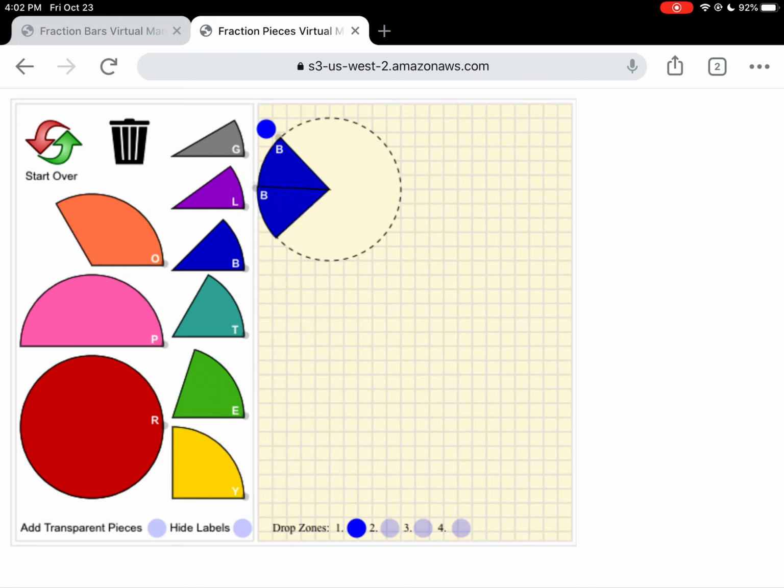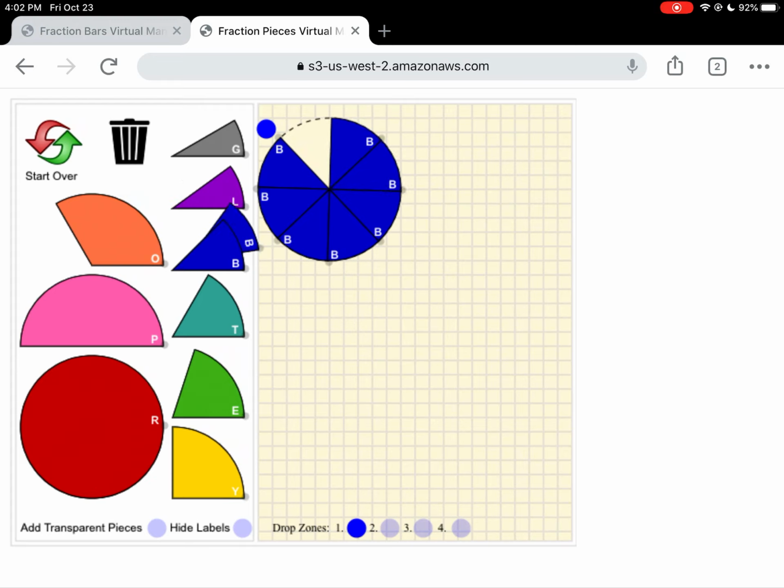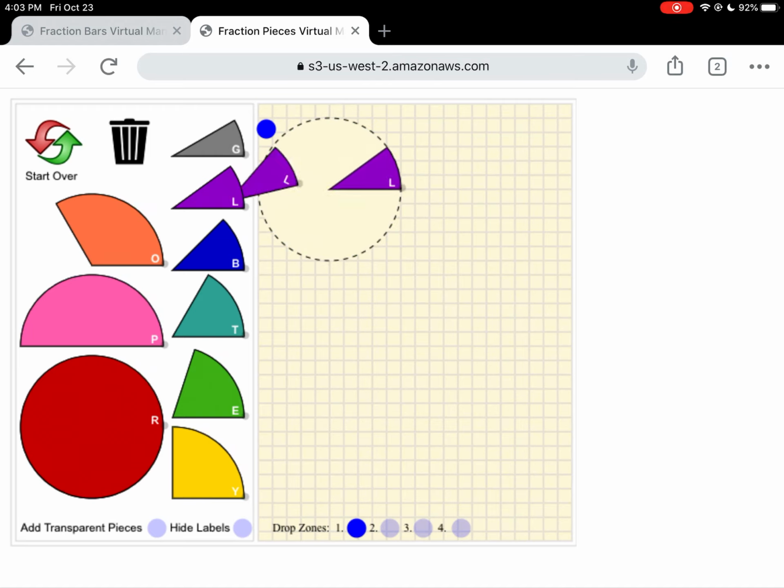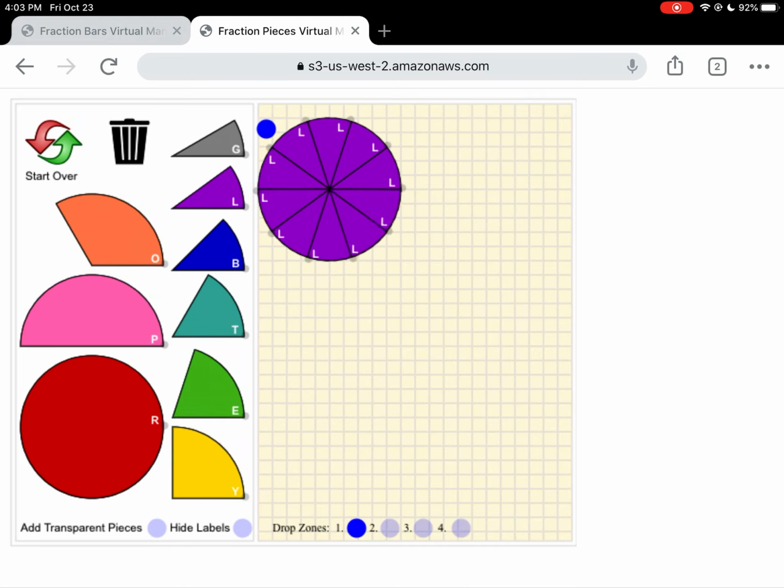The blue, let's see what the blue is here. 3, 4, 5, 6, 7, and 8. So it took 8 of them. So the blue is 1/8. We don't have a 1/7 here in this particular tool. Let's see what the purples are. Looks like 5 of them made half the circle, so I'm guessing 10 of them will make the entire circle. So each purple wedge is 1/10.